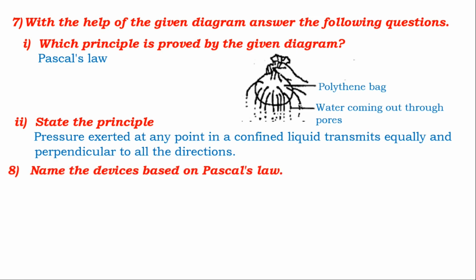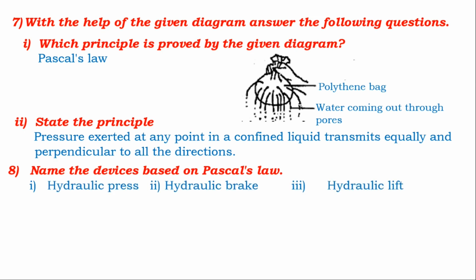Number 8, name the devices based on Pascal's law. There are 3 major devices: first, hydraulic press; another, hydraulic brake; third, hydraulic lift, which is also called hydraulic garage lift because it is used in garages. These are the devices which are based on Pascal's law. Okay, now let's go to another question.